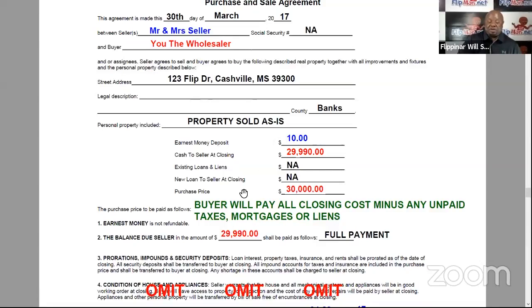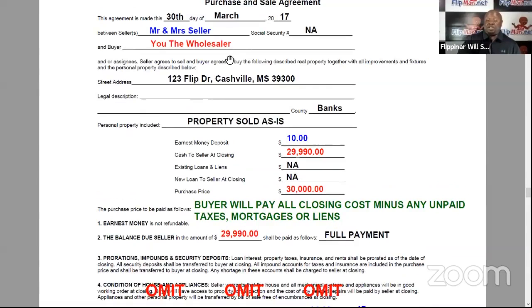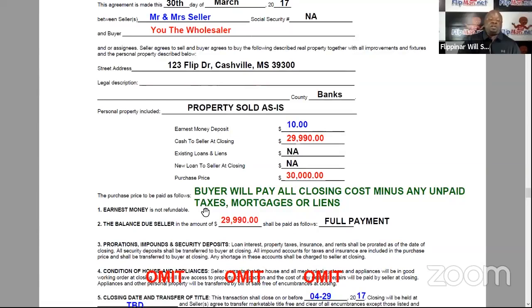All right, but so its purchase price is $30,000. So look at this verbiage right here. Buyer will pay all closing costs minus any unpaid taxes, mortgages, or liens. So you're agreeing as the wholesaler, you're the buyer with the seller. You are agreeing to pay all closing costs minus any unpaid taxes, mortgages, and liens. What that simply means is you'll pay the title work and you'll pay the closing attorney fees. Now, in reality, you won't pay that, but for the sake of contract A here, this is what's needed.